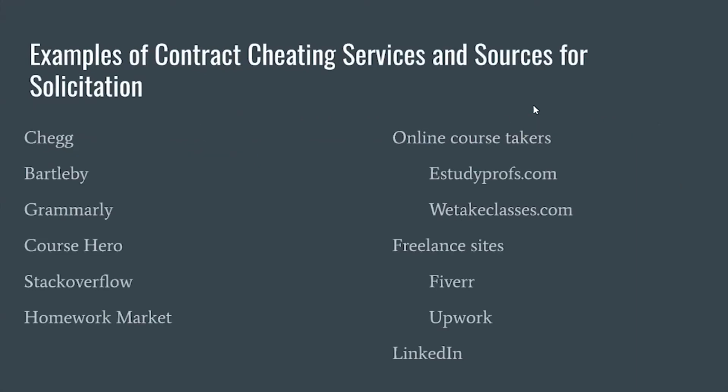So some examples of contract cheating services. Chegg is one. Bartleby is another, which is actually an offshoot of Barnes & Noble Education. Grammarly is another one, and we'll talk a bit more about how these companies manage to prey on our students. But also Course Hero, Stack Overflow for coding and things like that, Homework Market.